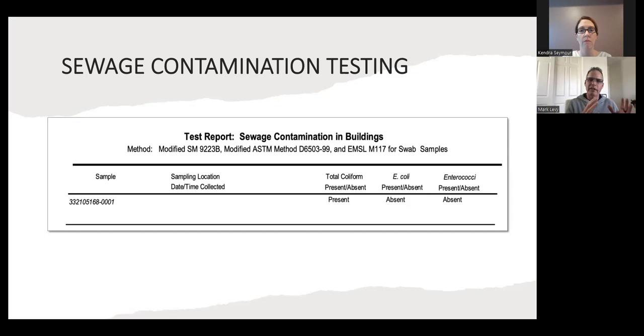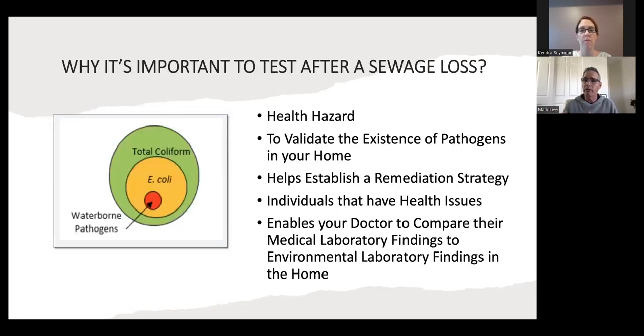But keep in mind, let's just take, for example, that all of these organisms came back absent. That would be good that they're not showing that they're live, but what we want to keep in mind is that there's certain types of bacteria that can actually produce certain toxins, like an endotoxin, and we're going to talk a little bit more about that. So why is it important to test after a sewage loss? It's because of the fact that it is a health hazard. It also is going to validate whether we have any kind of pathogens that are in our home. And it really helps establish the proper remediation strategy in terms of what we need to do to correct the situation.